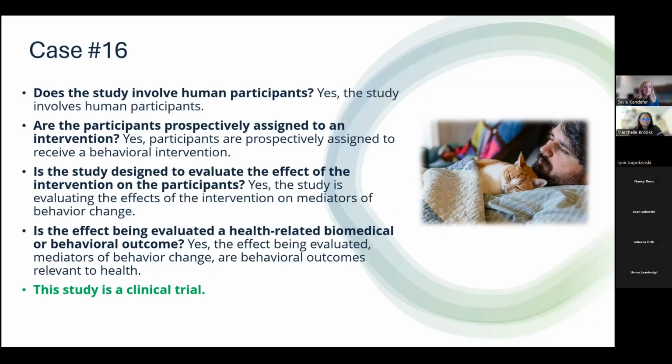And yes, it is. It involves human participants who are prospectively assigned to receive a behavioral intervention. The study is evaluating the effects of the intervention on mediators of behavior change. And mediators of behavior change is a behavioral outcome that is relevant to health. So it is a clinical trial.